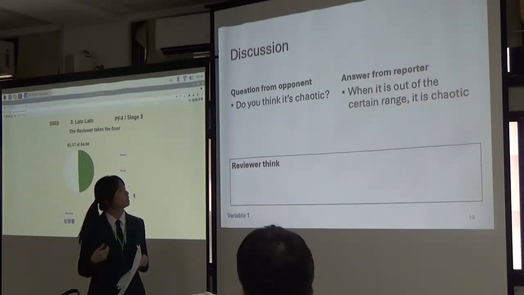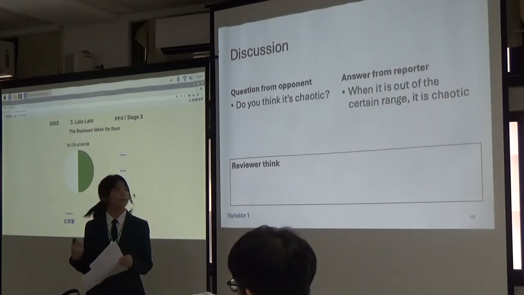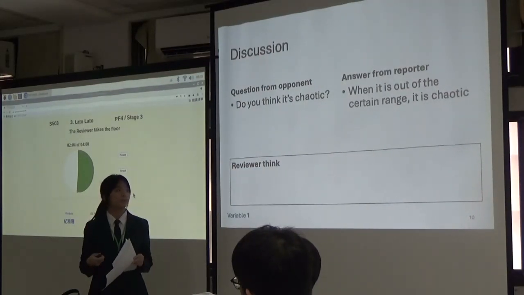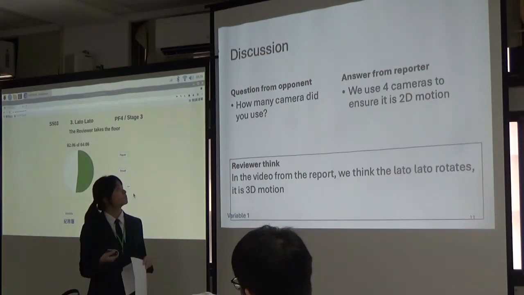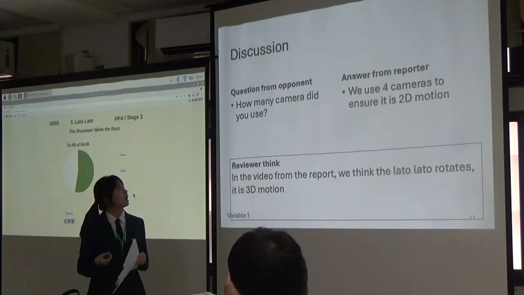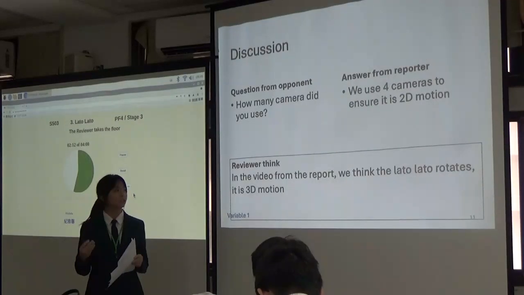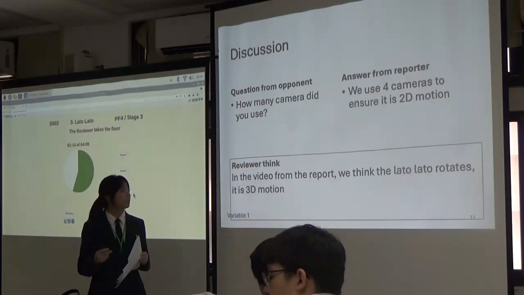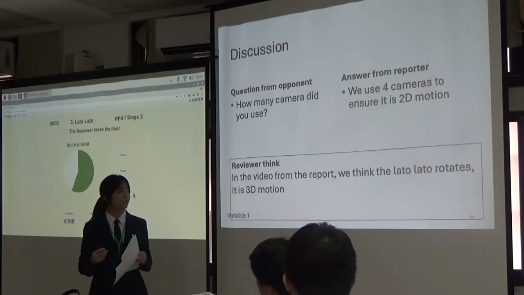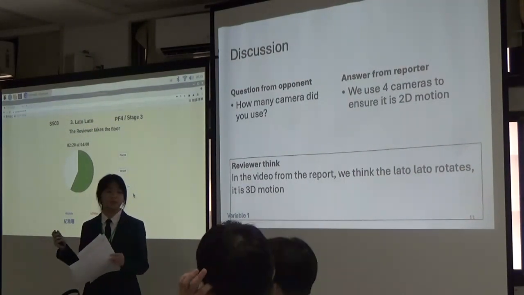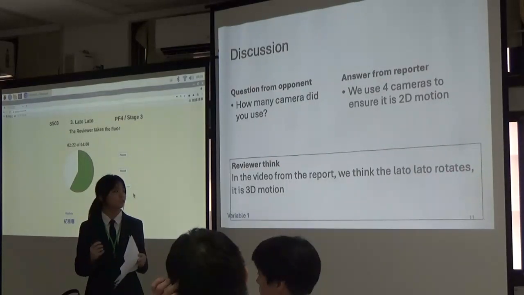He asked, did you think it's chaotic? She said that when it is out of a certain range, it will be chaotic. And he asked, how many cameras do you use? She used 4 cameras to ensure it's 2D motion. But in the video from the report, we think there is a lot of rotation, so it's a 3D motion, and she cannot use 2D motion to describe it.